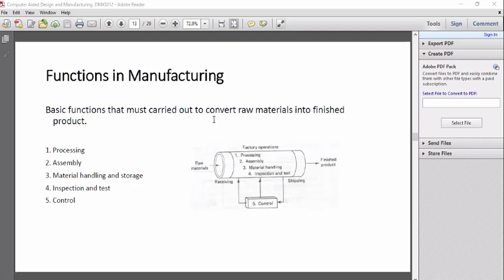Again, there are a few functions of manufacturing. These are the functions that convert raw materials into finished products. The functions we can call processing. You know what processing is? And assembly, like collecting pieces into one. Material handling and storage, the movements of materials, handling and material storage or product storage. Inspection, test, and control. These are the control, meaning the whole facility control. And here you see the factory operation: raw materials, and these are the operations involved in manufacturing, and the control, and you get the finished product.